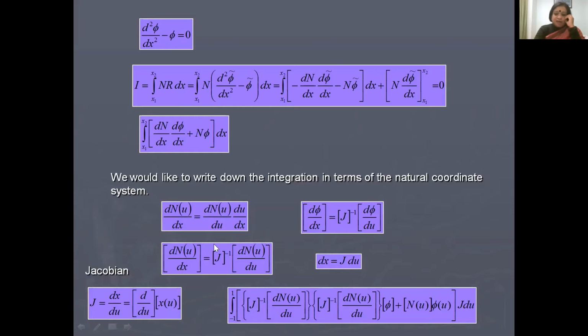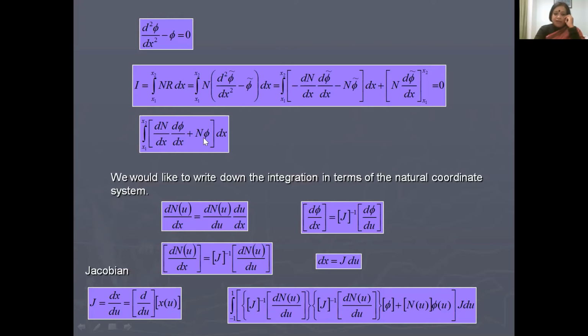So I am defining a Jacobian matrix J, which is J equal to dx du. And dx du is d du of x(u), because I have expressed x in terms of u1 and u2. So J is the Jacobian, which is d du of x(u). I'm expressing everything in the matrix form. So I have evaluated dn dx. The next thing I need to evaluate is d phi dx. D phi dx will similarly be equal to J inverse d phi du.